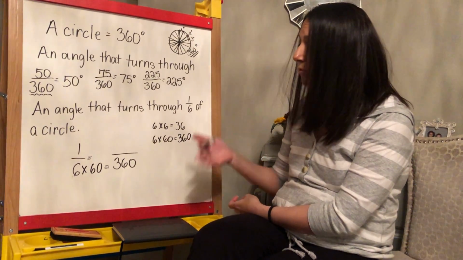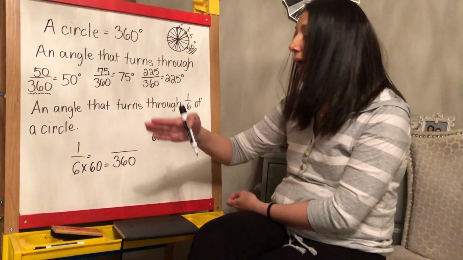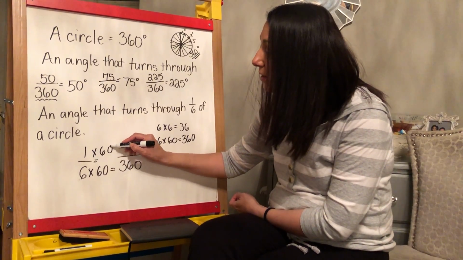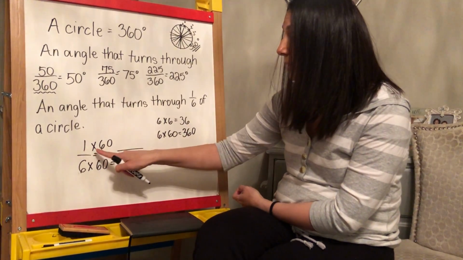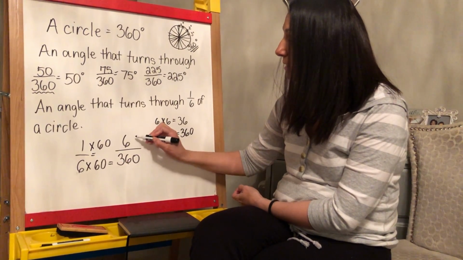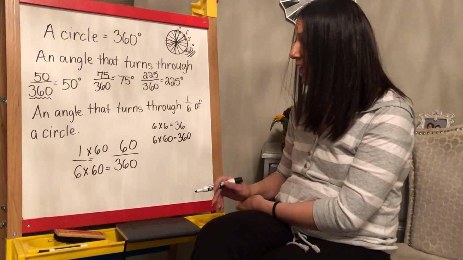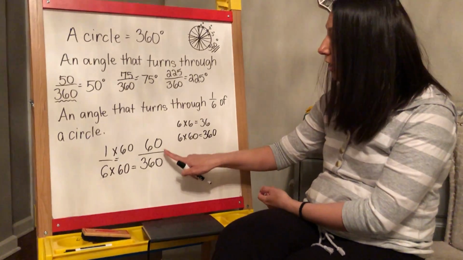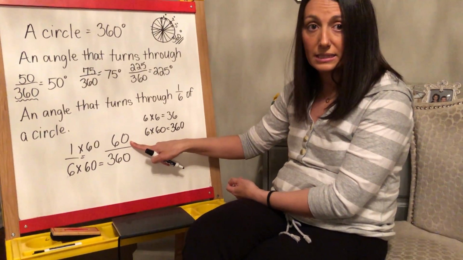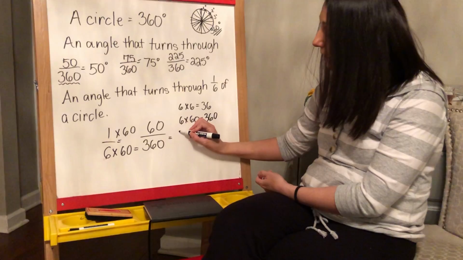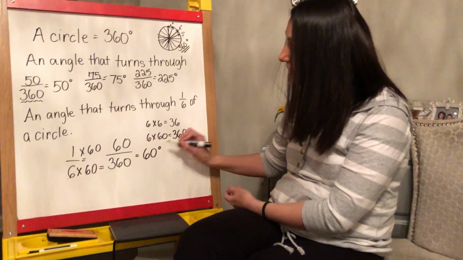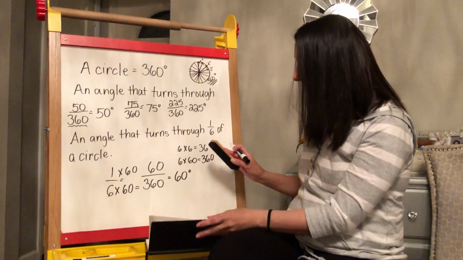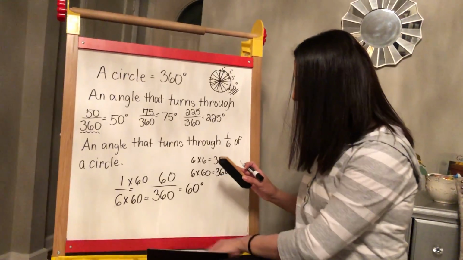Then what is my rule? Whatever I do on the bottom, I have to do on the top, which means I have to multiply this 1 by 60. And 1 times 60 is 60. Now I have a denominator of 360. So all I have to do is take my numerator, and that is 60, and this is 60 degrees. Let's do a few examples of this.